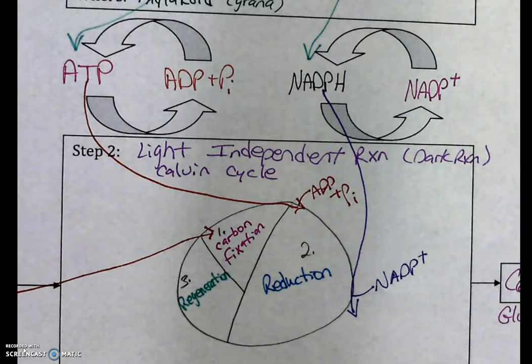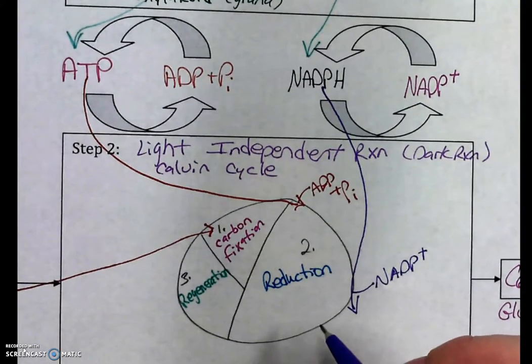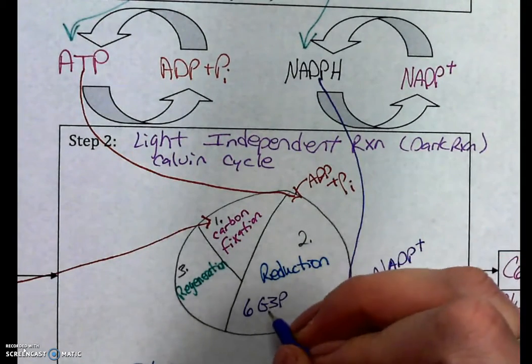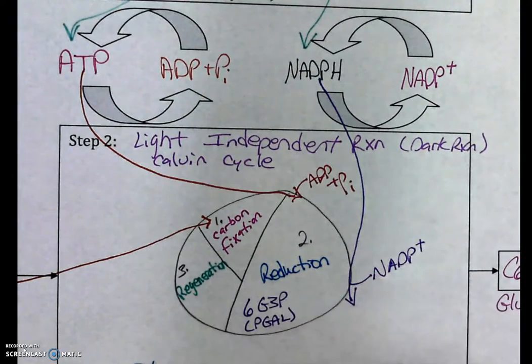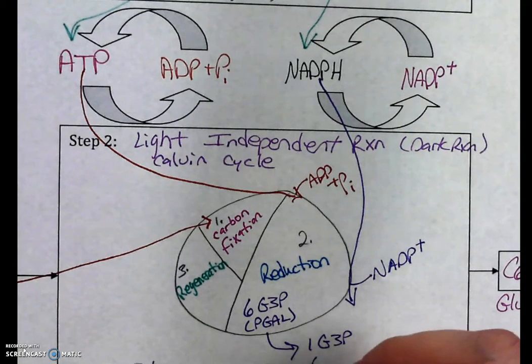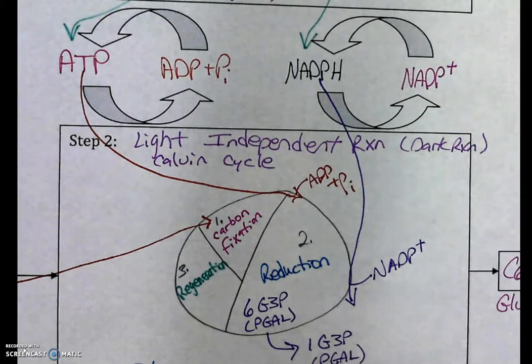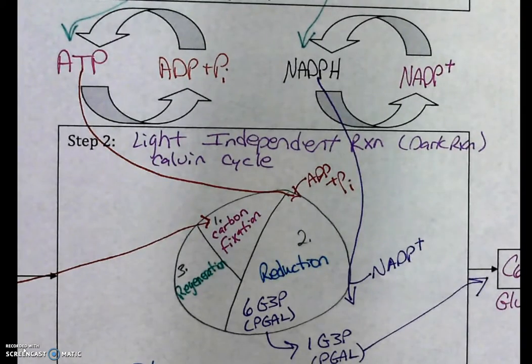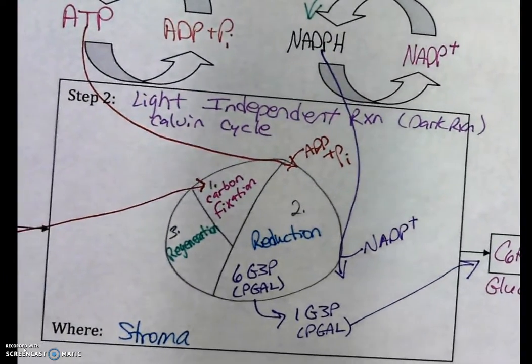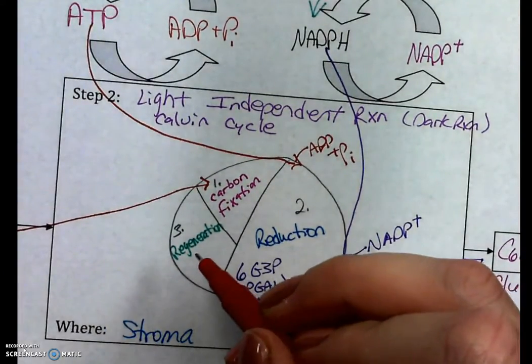Ultimately, by the end here we get 6 G3P or PGAL molecules by the end of the reduction phase. One of them leaves the cycle entirely as the 1 G3P or PGAL, and then that ultimately leaves and makes our glucose molecule. The other 5 G3P molecules will continue on to regeneration.